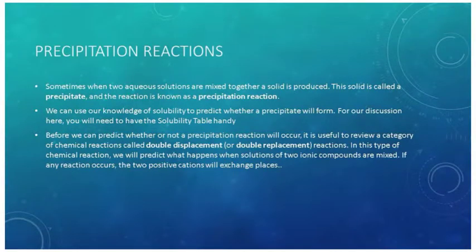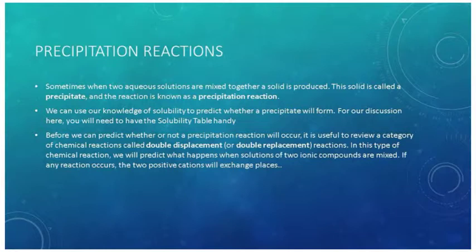Precipitation reactions. Sometimes when two aqueous solutions are mixed together, a solid is produced. This solid is called a precipitate. The reaction is known as a precipitation reaction. We can use our knowledge of solubility to predict whether a precipitate will form. For our discussion here, you will need to have a solubility table handy.